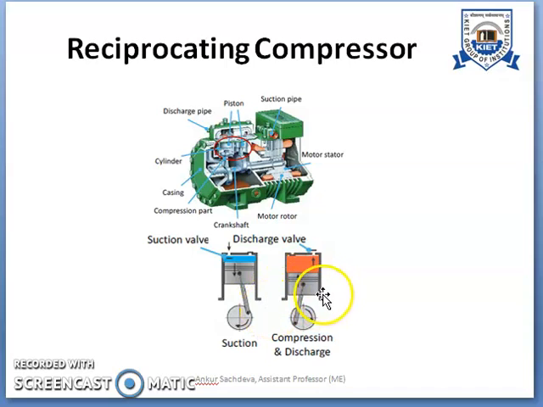On the right hand side, the diagram is of the compression and discharge strokes taking place simultaneously. In this stroke, the piston moves from bottom dead center towards top dead center. As you can see, the suction valve gets closed and the refrigerant vapors are compressed to high temperature and high pressure condition, and then leave the compressor through the discharge valve.